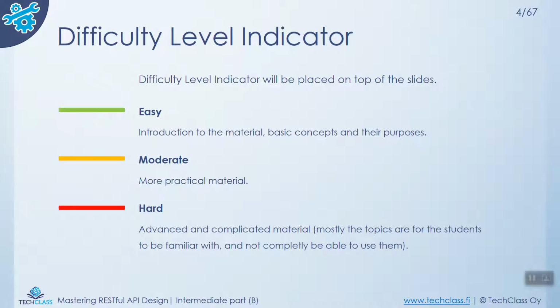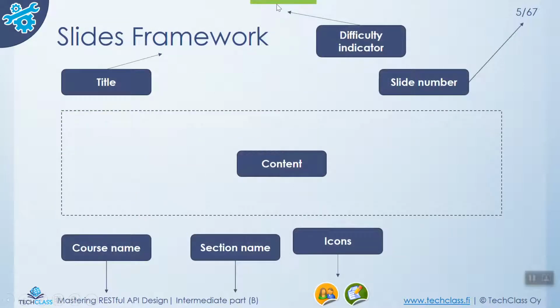And as before, we also divided the material of the course into three different difficulty levels. Some students would like to just get familiar with some concepts. Some want to gain more and deeper knowledge in some areas. So it's up to you, and you're going to notice them at the top of the slides here. This is also the slide framework. You can see the title, difficulty level indicator, a slide number, the contents in the center, course name, section name, and those icons that we described.